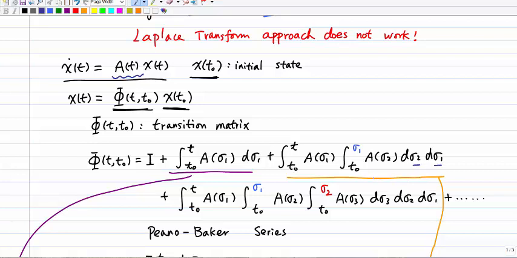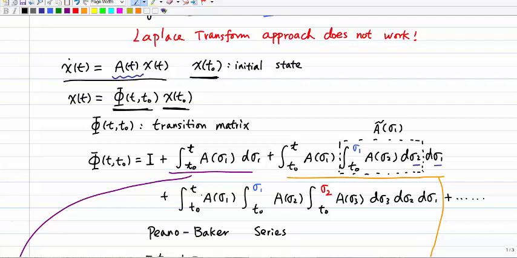Of course, one thing you want to pay attention to is that you first integrate A sigma 2 over sigma 2 from t0 to sigma 1, which gives some function, let's say a tilde function of sigma 1. You multiply by A sigma 1 and then integrate over sigma 1 again. So you have to integrate twice, over sigma 2 first, then over sigma 1. So this is the second term.